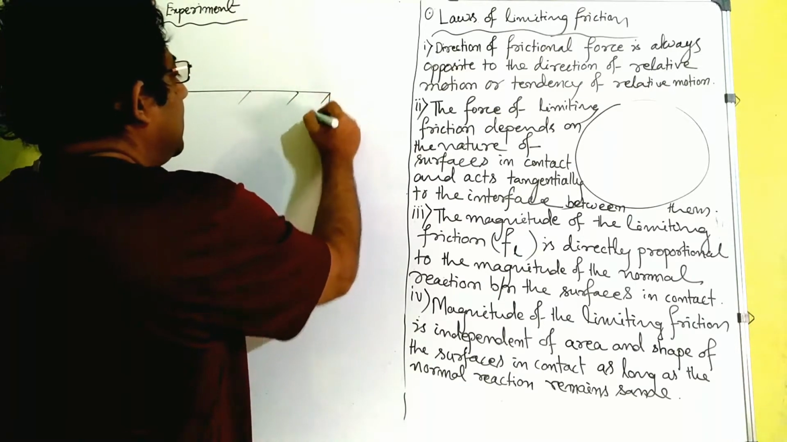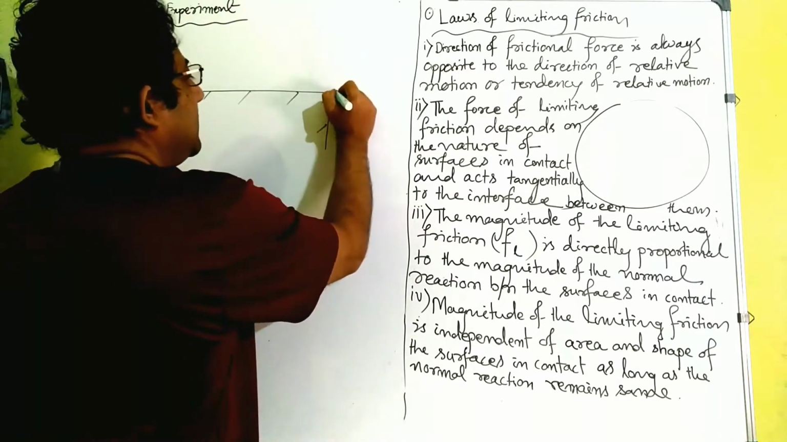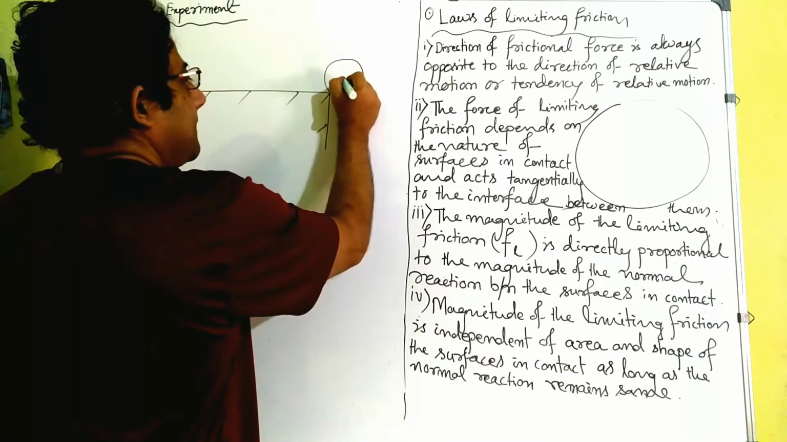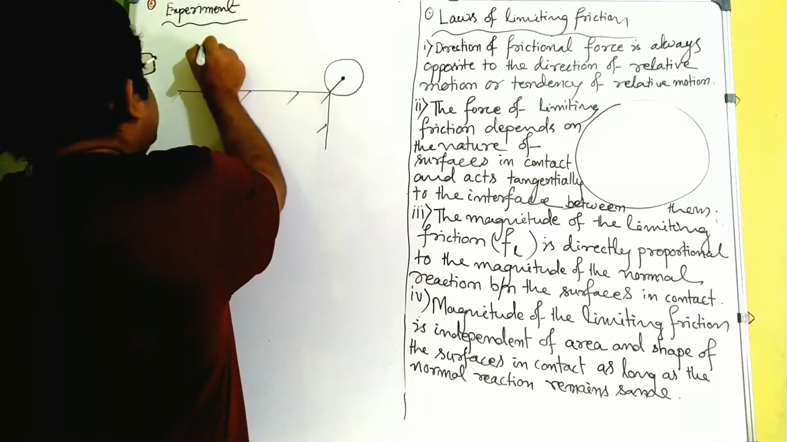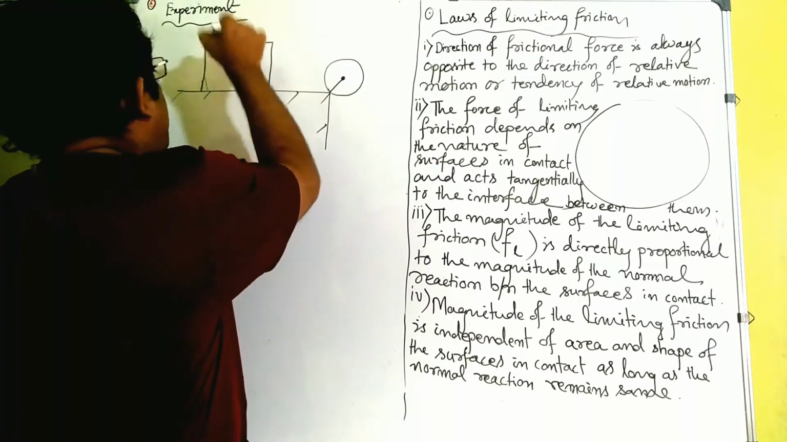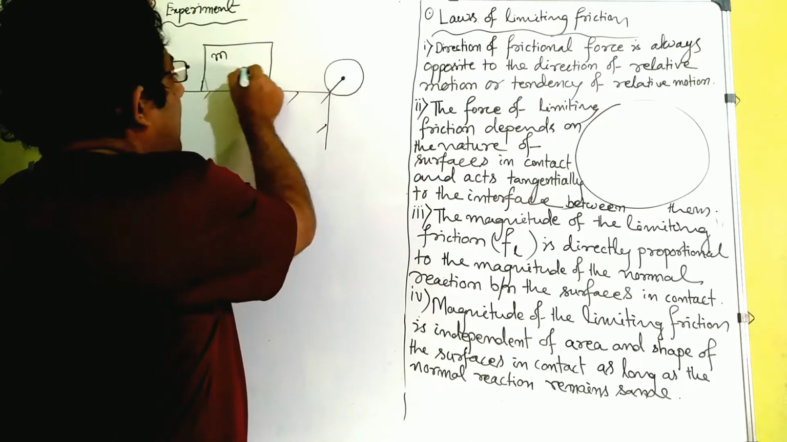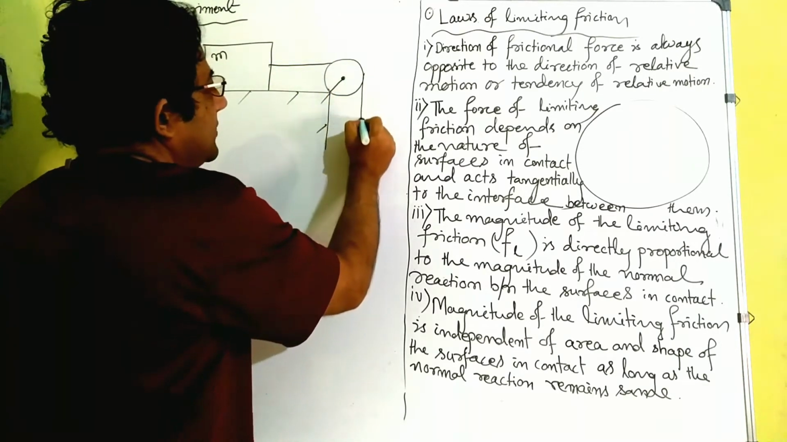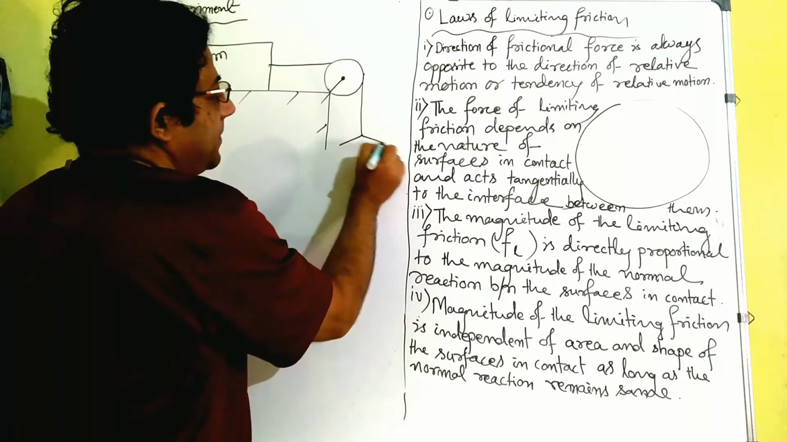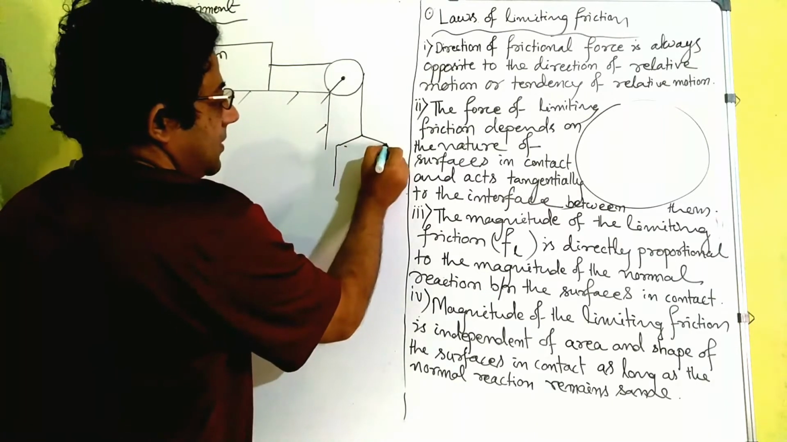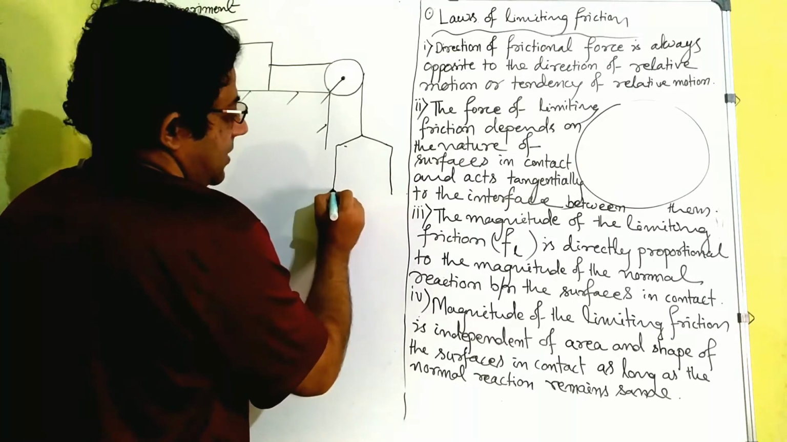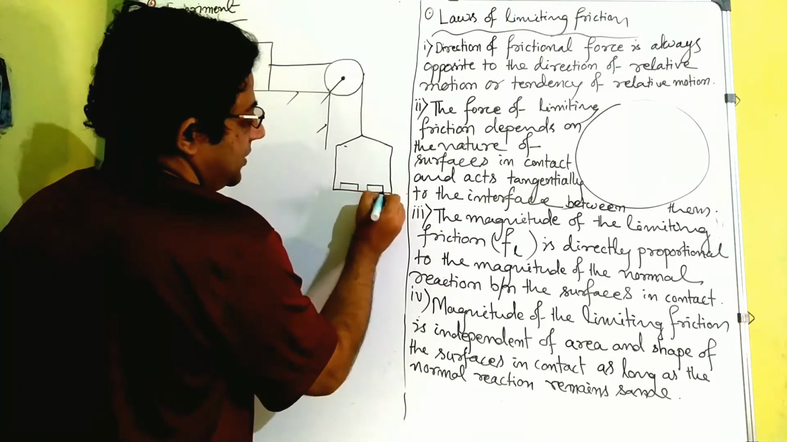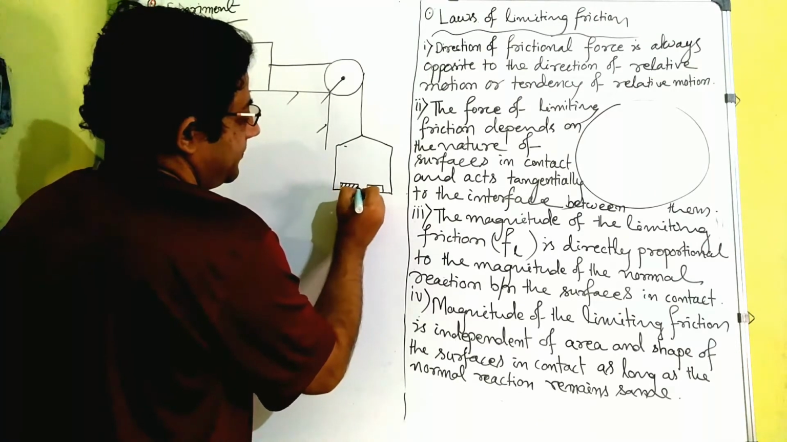a table. Imagine that there is a pulley, a fixed pulley, and here there is a block of mass small m, let us say, and it is tied, and this side we have a pan, and we have certain weights we can put on the pan to increase the weight.